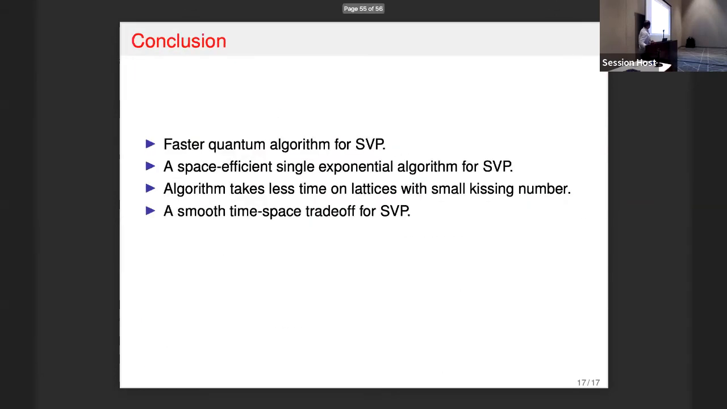So this I would like to conclude. In this work, we gave a faster quantum algorithm for SVP. We gave a space-efficient single exponential time algorithm for SVP. Algorithms take less time with a small kissing number, and we also gave a smooth time-space trade-off for SVP. Thank you.